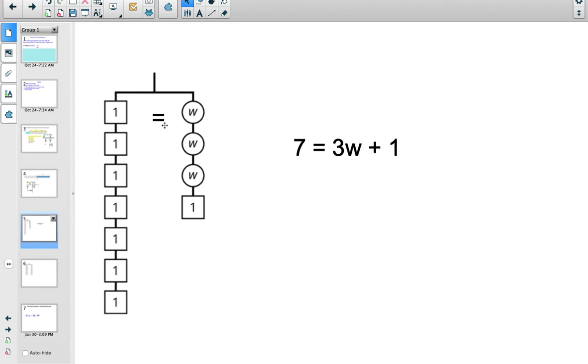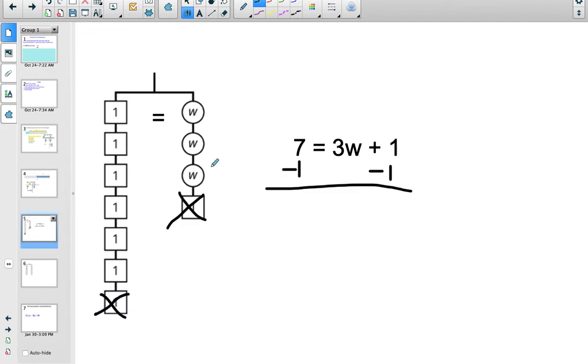Well, if these are equal, how much does one of these W's equal? Well, the idea here is when you're doing a two-step equation and you're subtracting 1 from both sides. So when I'm subtracting 1 to see what it is, you're actually canceling one of these off on each side. You're getting rid of them, so you don't have to worry about it. Well, what are you left with then? Well, you're left with 6 on this side, which is why when I clean it up, it's 6 equals 3W.